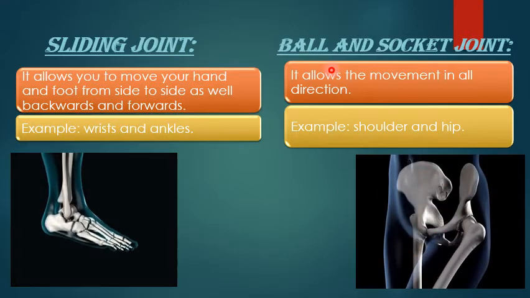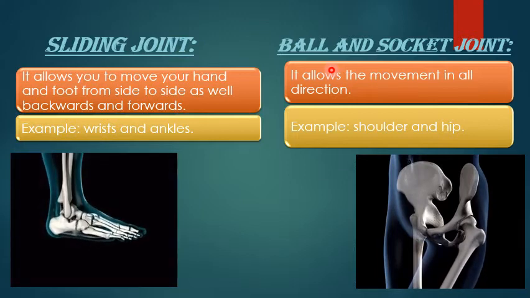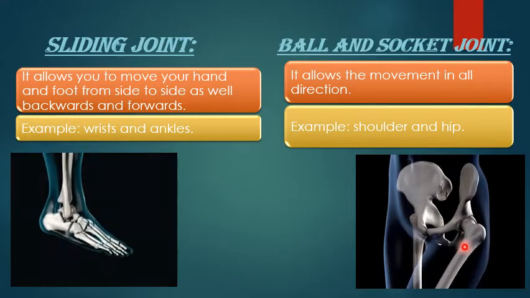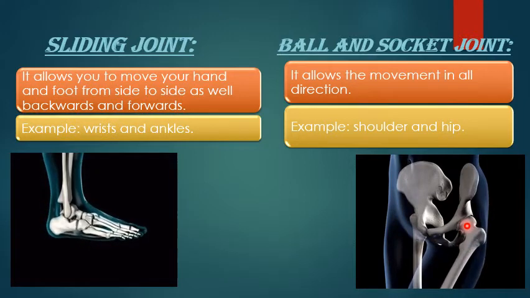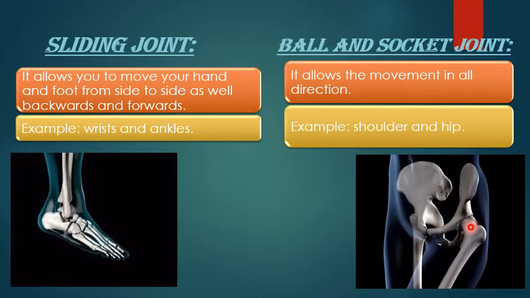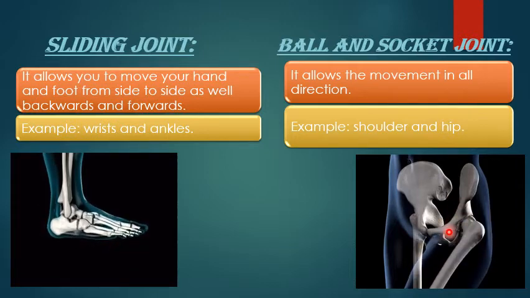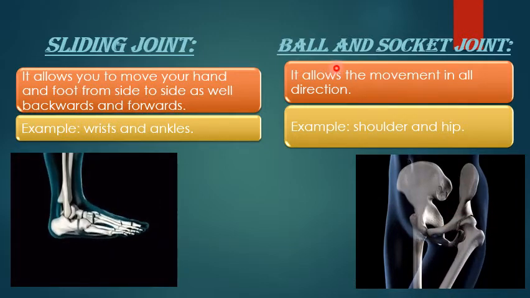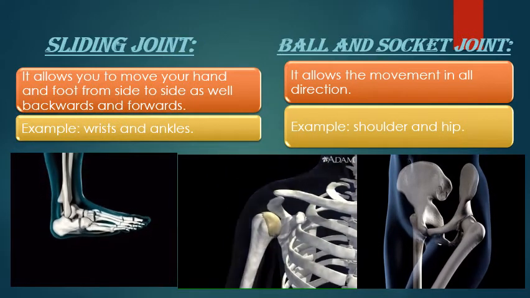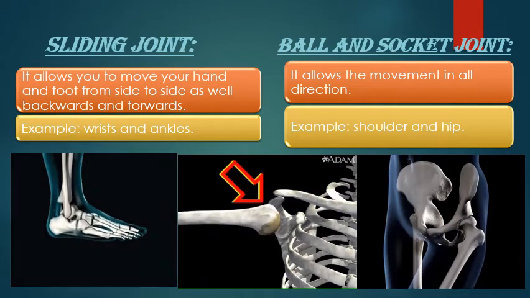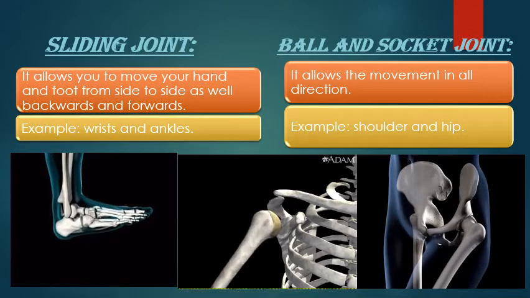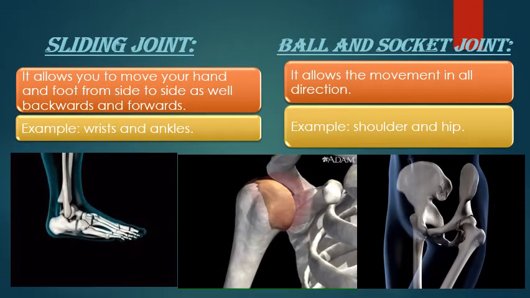Here you can see how the hip bone and femur are attached to each other with a ball and socket joint. The femur has the ball-like structure and the hip girdle has the socket-like structure. This ball moves in the socket, and this is why it is named a ball and socket joint. On the other hand, we can see how the shoulder and arm bone are attached to each other, and this is how we can move it in all directions.